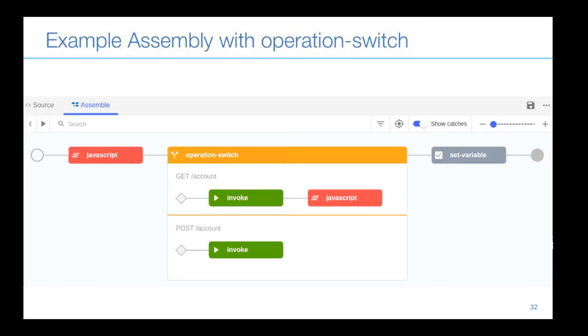An assembly is a flow that contains policies, one after another. In a flow, there are no branches. So to support conditional processing, the operation switch is used here. In this example, you can see different policies are applied to different operations. For the operation of getting an account, an invoke and a JavaScript policy are executed. For the operation of creating an account, another invoke is executed.